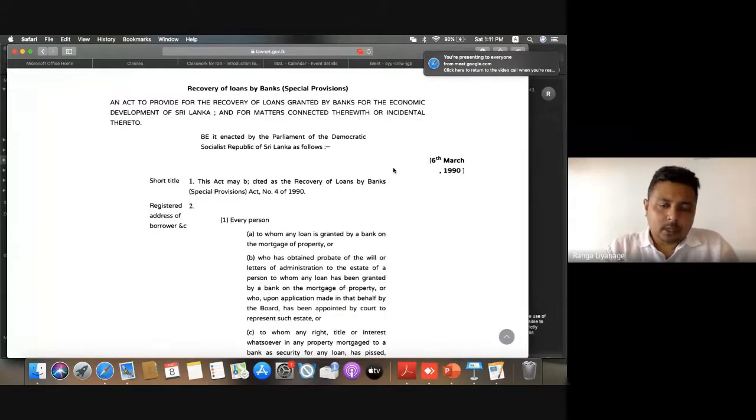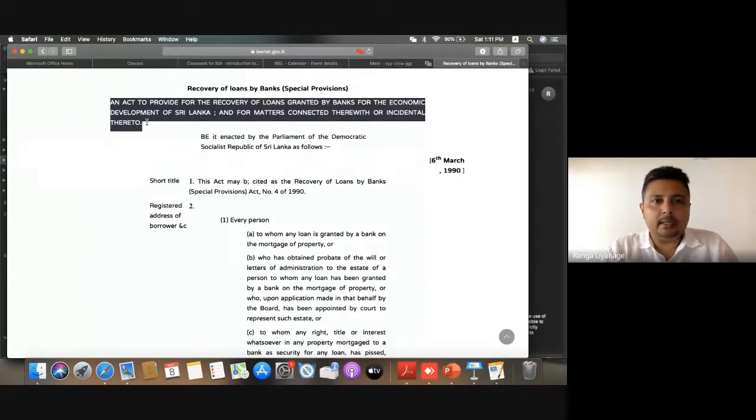Right. So you would see the short title to the act and the longer title to the act. You would see the preamble. We know what a preamble of an act is. An act to provide for the recoveries of loans granted by banks for the economic development of Sri Lanka. So this is one area that we need to keep in mind: what is the intention of the legislature, what is the intention of Parliament when they enacted this.